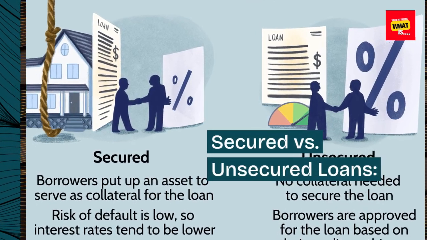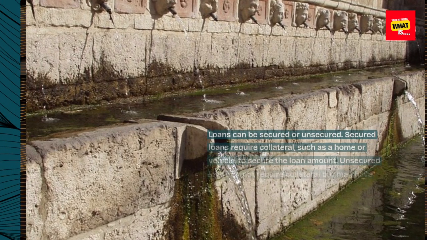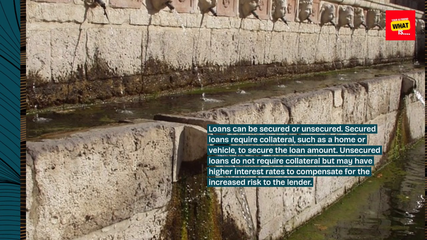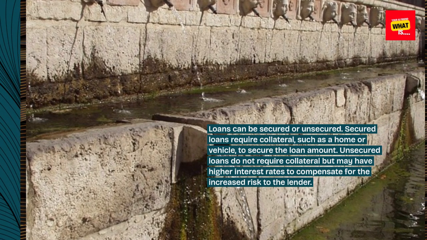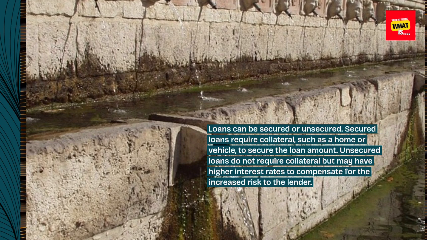Secured versus unsecured loans. Loans can be secured or unsecured. Secured loans require collateral, such as a home or vehicle, to secure the loan amount. Unsecured loans do not require collateral but may have higher interest rates to compensate for the increased risk to the lender.